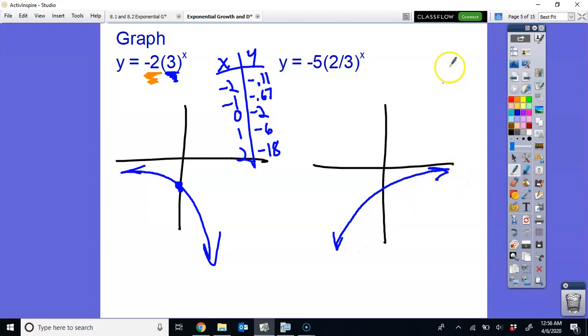It would never touch the positive values up here because of this thing that we call the asymptote. The asymptote would be on the x-axis.